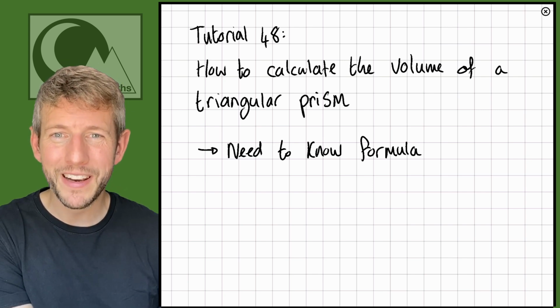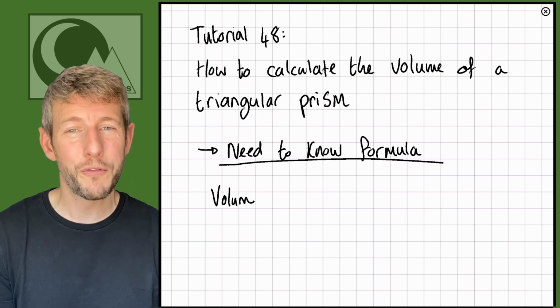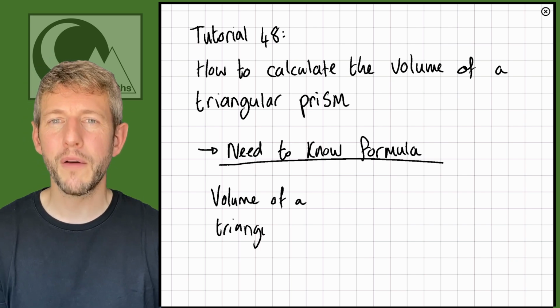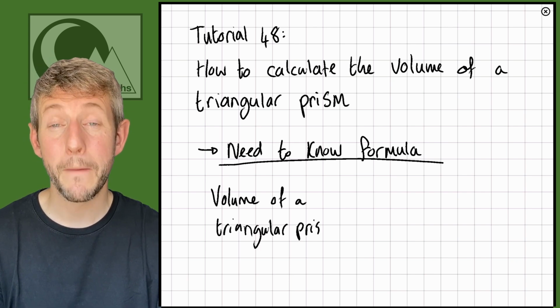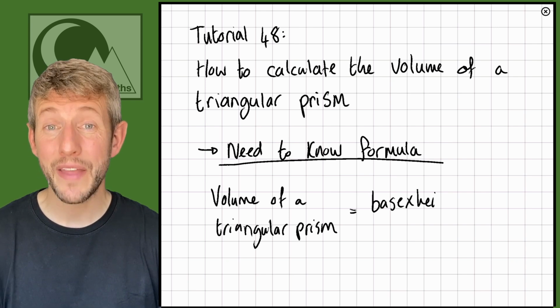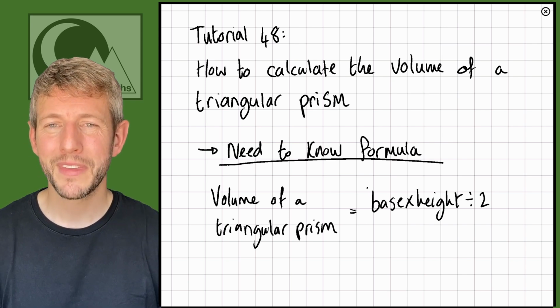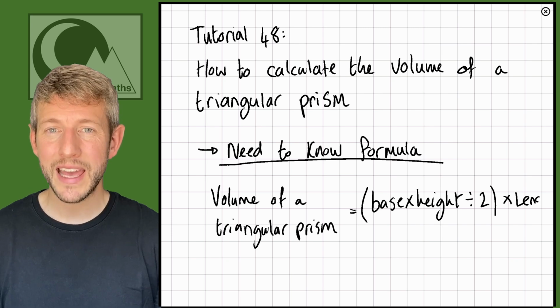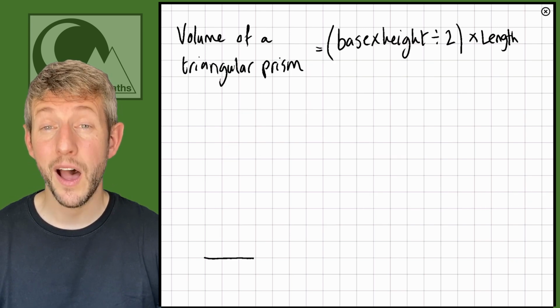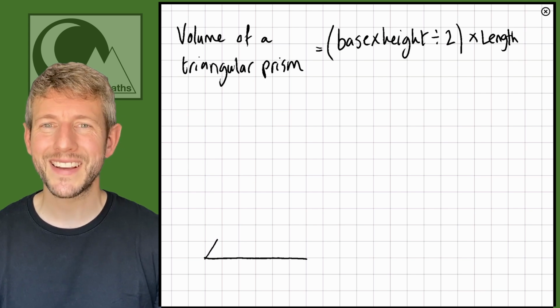You might hopefully recognize part of it because of your knowledge of areas of triangles. So the formula for the volume of a triangular prism is base times height divided by 2 and then times length. Now, the reason for this is if I drew out a triangle here, let's say it's going to have a base of 6 and a height of 5.